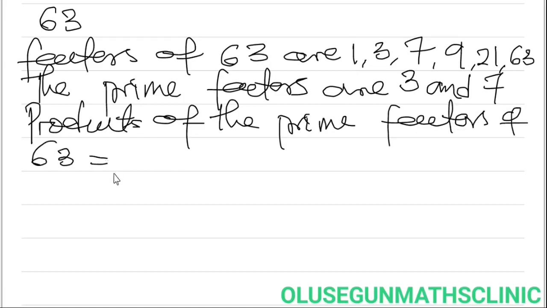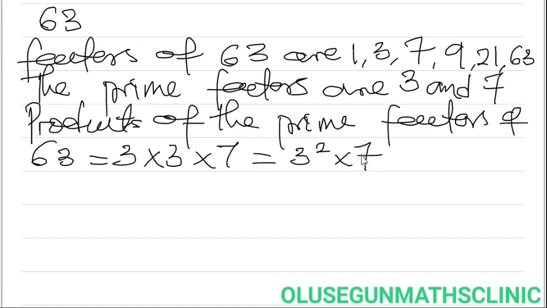So we now want to bring out the product for you to get 63. Remember, 63 is 9 times 7. So instead of writing 9, you say 3 times 3 times 7. If it is 3 times 3 times 7, we now give you 3 squared times 7. So in any question given to you, this is the product of its prime factors.